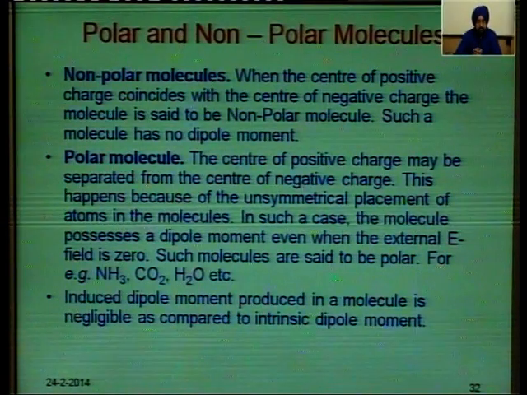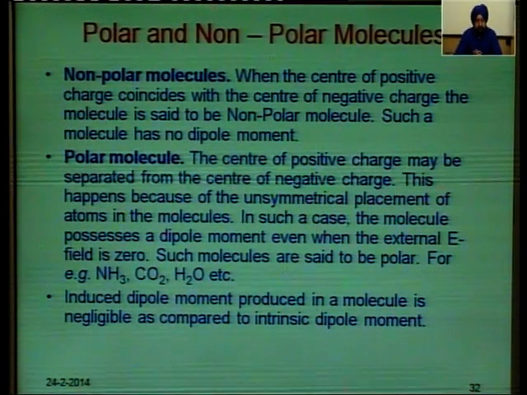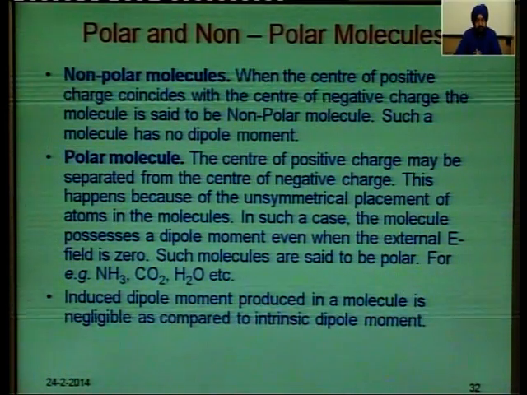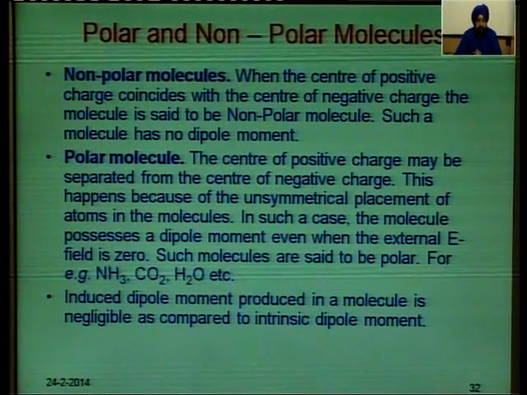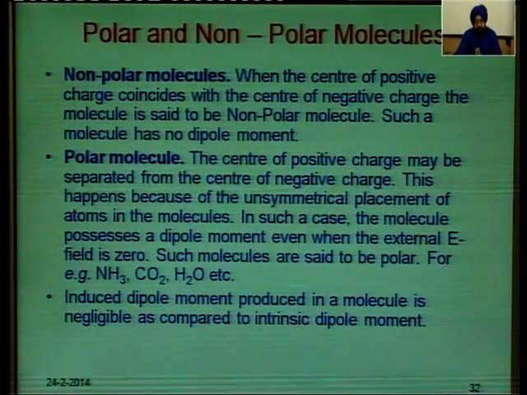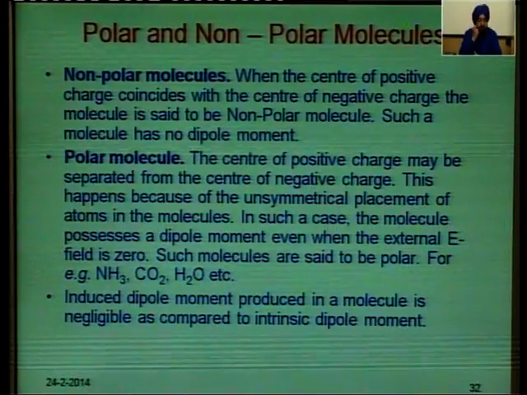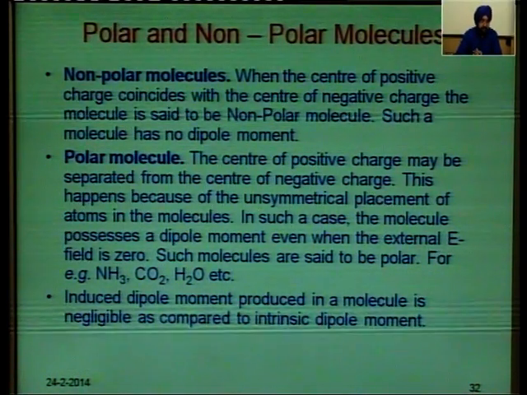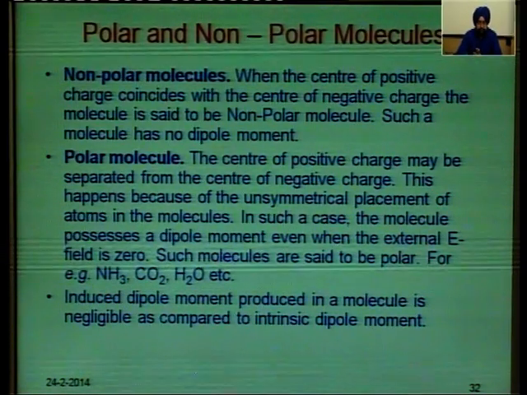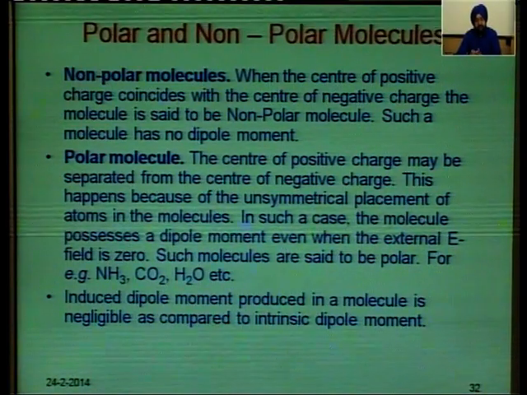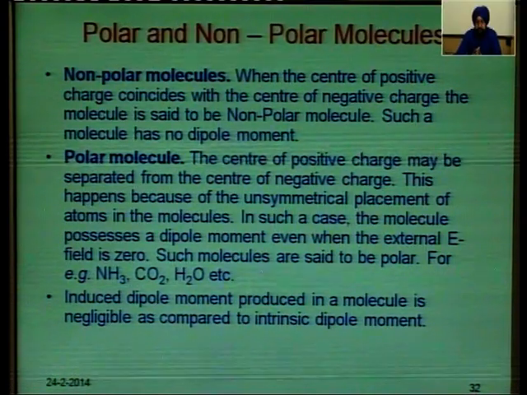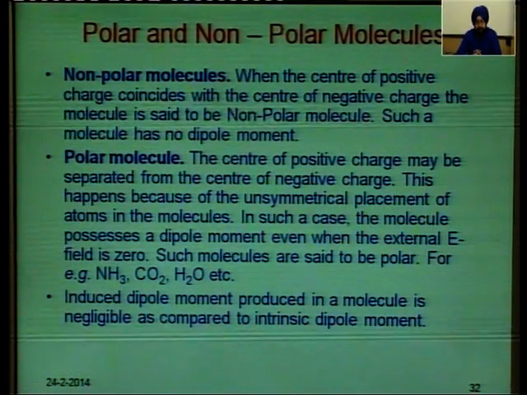Now, let us talk about polar and non-polar molecules. When center of positive charge coincides with the center of negative charge, the molecule is said to be non-polar molecule, because such a molecule has no dipole moment. What is a dipole? Two equal and opposite charges separated by a certain vector distance between them. So, they will have a dipole moment. But as the center of negative charge and center of positive charges coincide, these molecules are non-polar molecules, because they have no dipole moment.